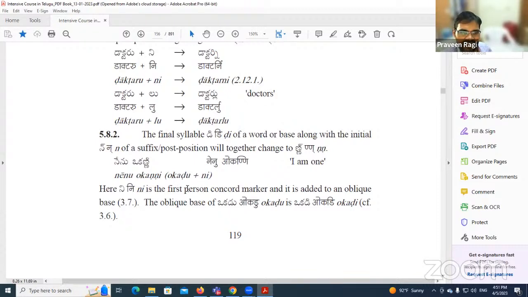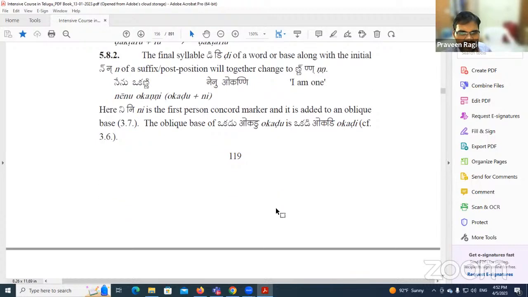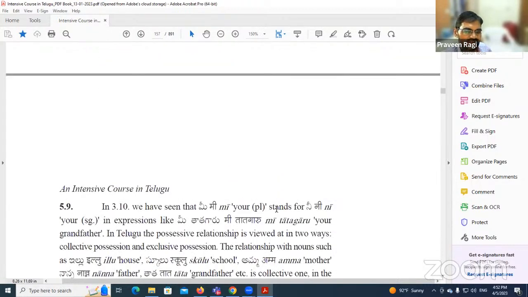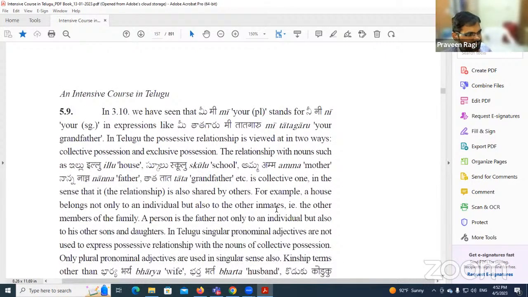Next, ni is the first person concord marker and it is added to an oblique base. The oblique base of Okkadu is Okkadi. Oblique base means like his. His means Okkadi, but it is non-honorific. I will tell you one word: Okkadi cheta emavutundi, okkadi cheta kaadu. One person cannot achieve. Okkadi cheta emi kaadu. One person cannot achieve. Like that we can translate.